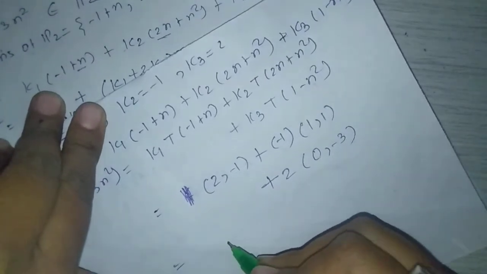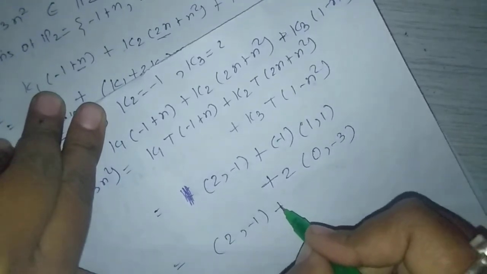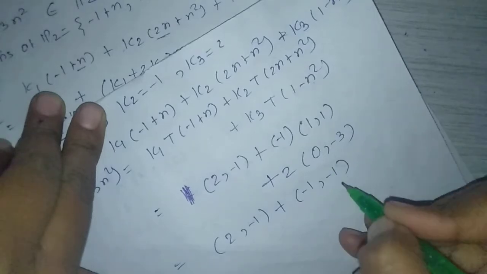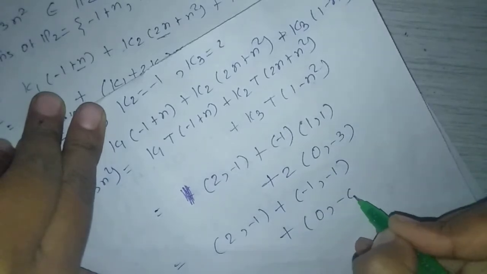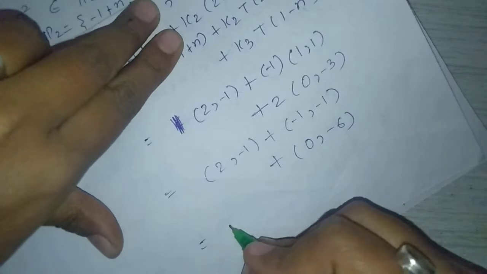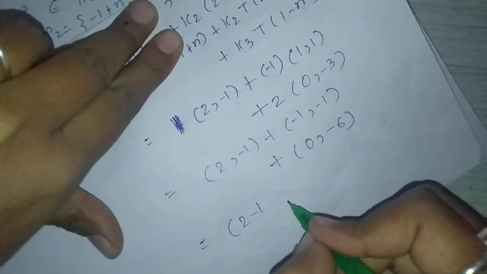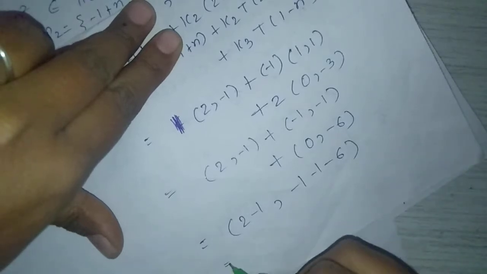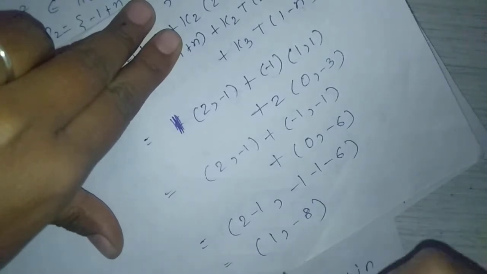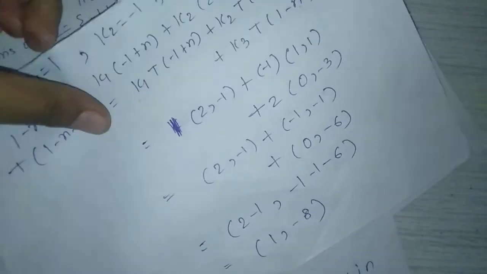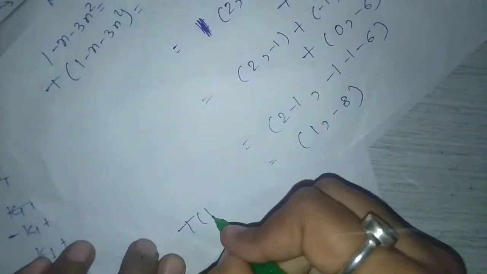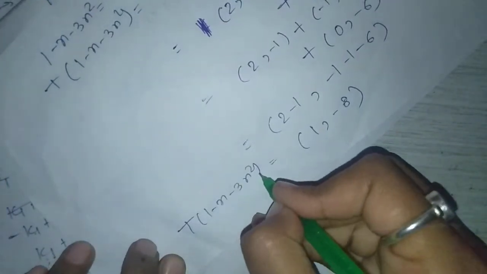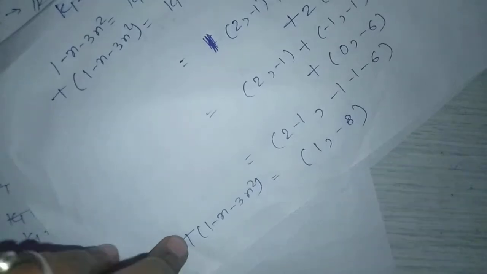which is equal to (2, -1) + (-1, -1) + (0, -6). We get (2 - 1 + 0, -1 - 1 - 6), equal to (1, -8). So the value of T of (1 - x - 3x²) is (1, -8).